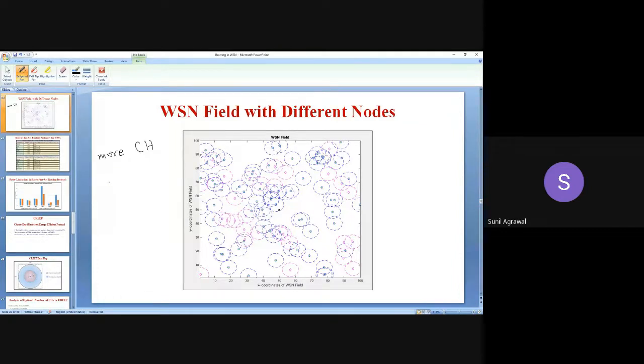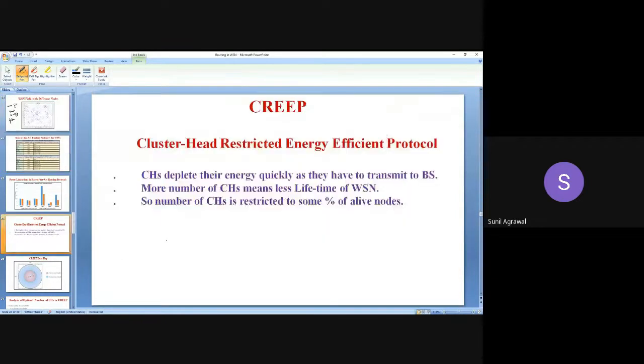The cluster head has to communicate to the base station. So the cluster head spends energy faster than other nodes, right? So we want to keep the number of cluster heads to a certain value. Cluster heads deplete their energy quickly as they have to transmit to the BS. More number of CH means less lifetime of WSN. So the number of cluster heads is restricted to some percentage of alive nodes.